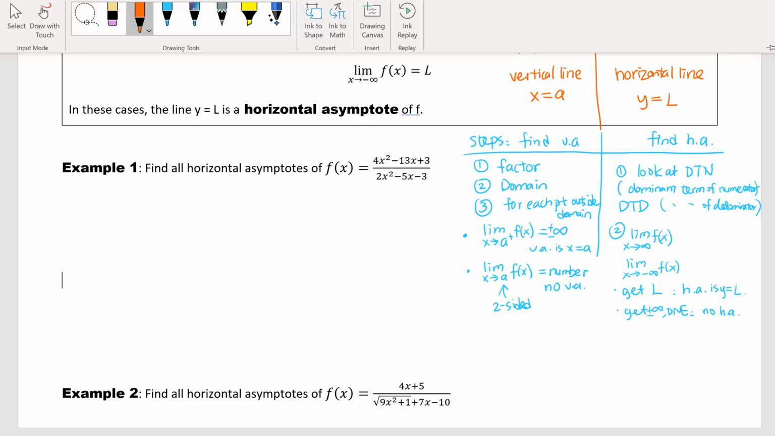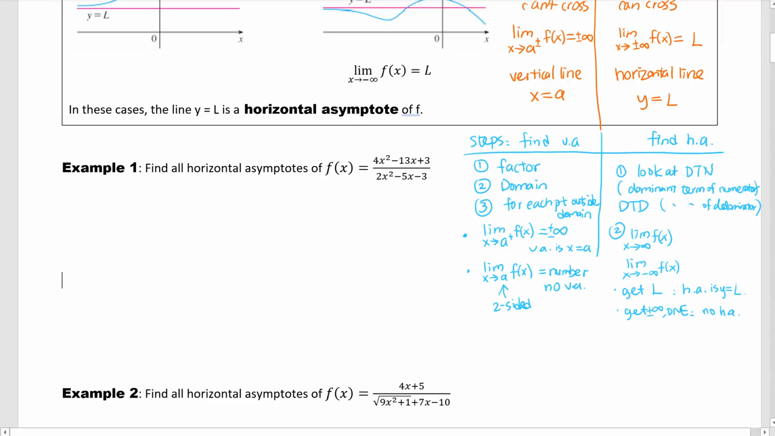For a problem in the exam, I will give you a function like this and ask you to find all the vertical asymptotes and horizontal asymptotes. So you're going to do this differently to find them. Our first step: remember, don't factor it. We look at the dominant terms of the numerator. What are the dominant terms of the numerator? The dominant term is the highest power.